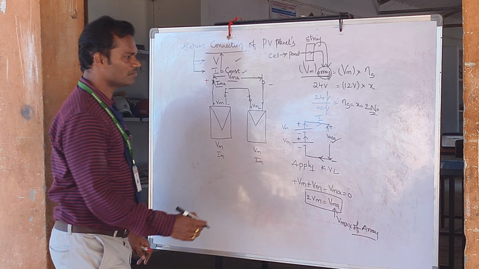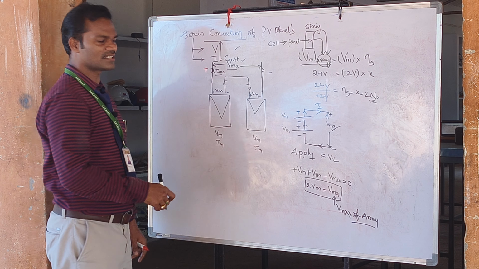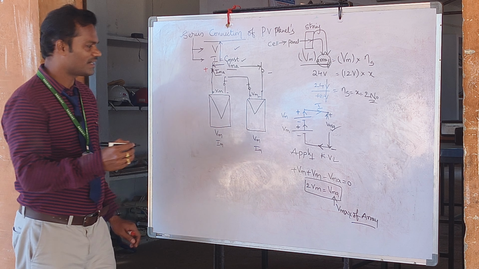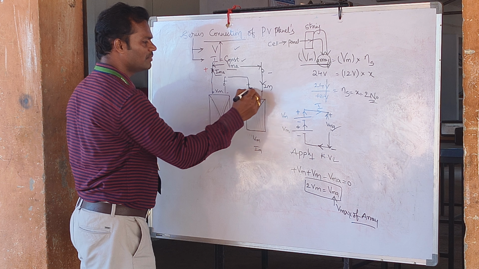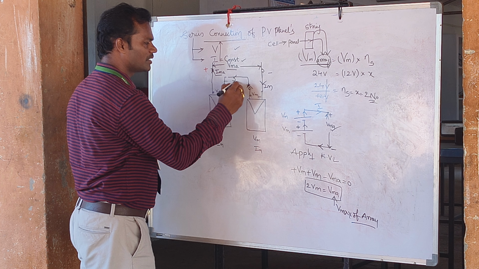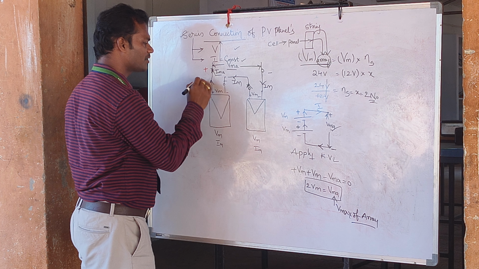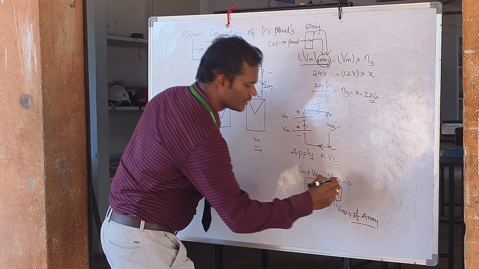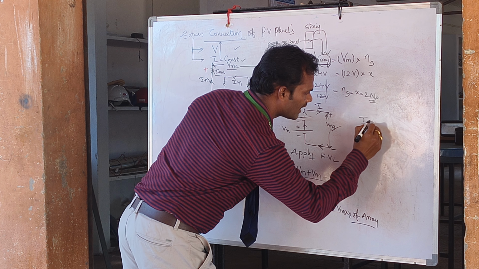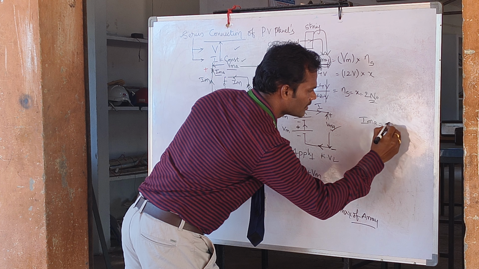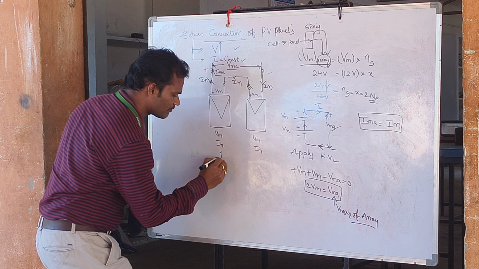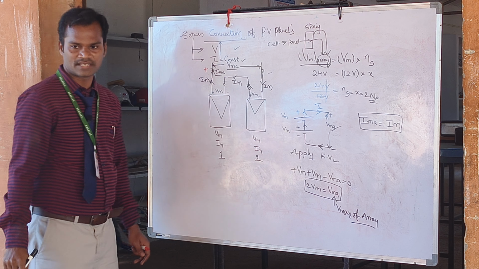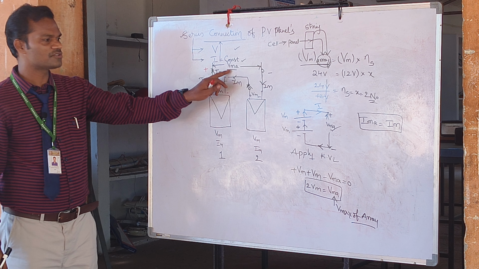Okay, so now what is the maximum current? In a series connection, is the current the same or different? The same current will flow. Whatever current is flowing here, which is nothing but Im, the same current will flow in both the panels, and you are going to get Im. So therefore the maximum current of the array IMA is equal to Im. For the two panels we have taken, this is acting as the first panel and this is acting as the second panel.